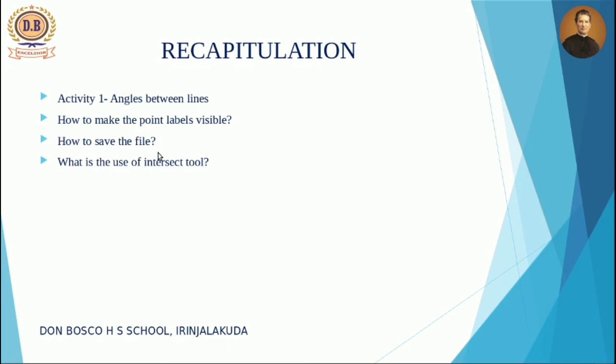Then we have studied how to save a file. Click on the file menu. From that, select save or save as. A window appears. Give the name to the file. Select the location where it should be saved. Then click on the save button. Then we have studied what the use of the intersect tool is. It is used to find the intersecting point of two or more lines or objects drawn in GeoGebra. How can we find the intersecting point? First, select the intersect tool. Then click on the first object, then the second object, then the intersecting point will be visible.